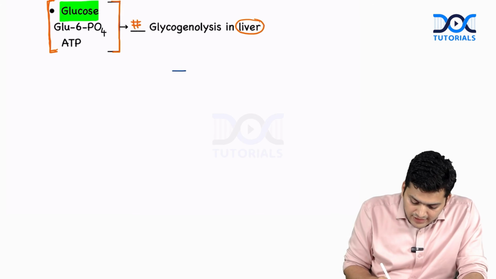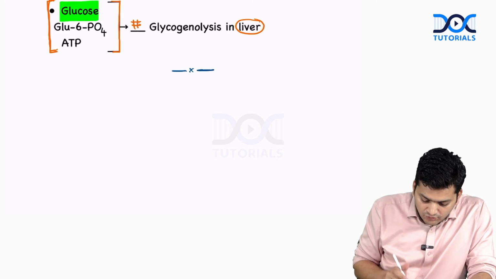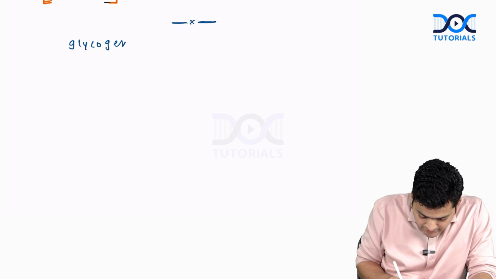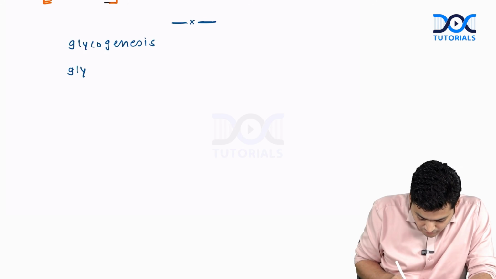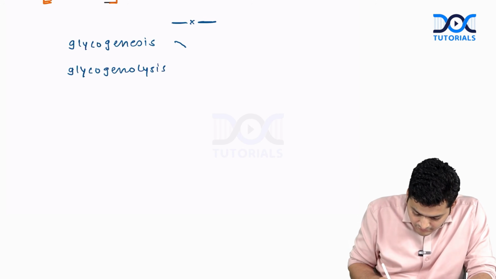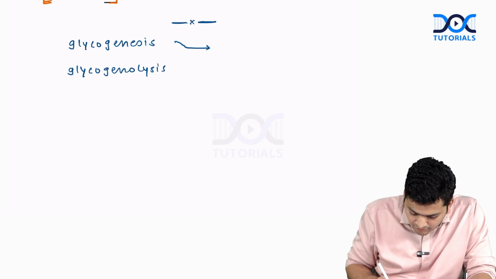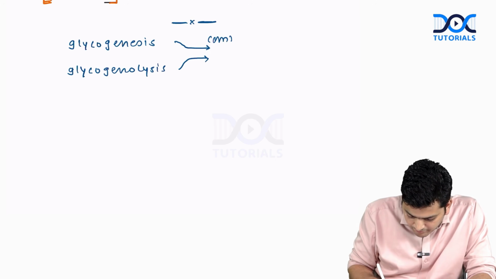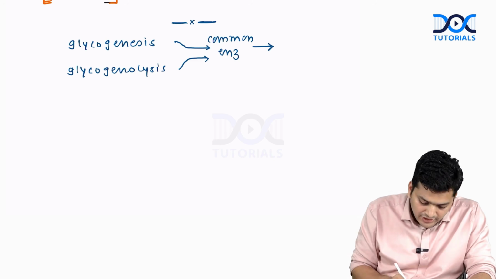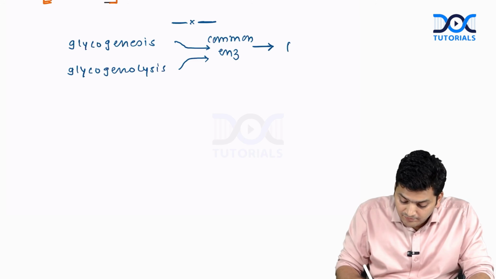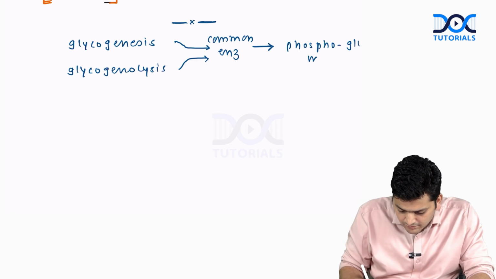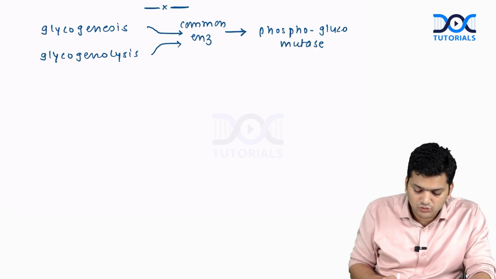One important point that we have already discussed: we have discussed two pathways. The synthesis of glycogen was glycogenesis, and the breakdown was glycogenolysis. There is only one enzyme which was common in these two pathways. Can you tell me which is the common enzyme in the glycogenesis and glycogenolysis? Phosphoglucomutase. That was common in both.